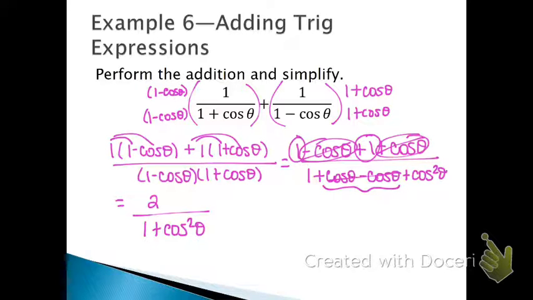Okay, I've actually made a mistake here. Somebody catch my mistake? It's in the denominator when I did FOIL. What is negative cosine times cosine? So this should be a negative cosine squared. So this should be minus cosine squared there.